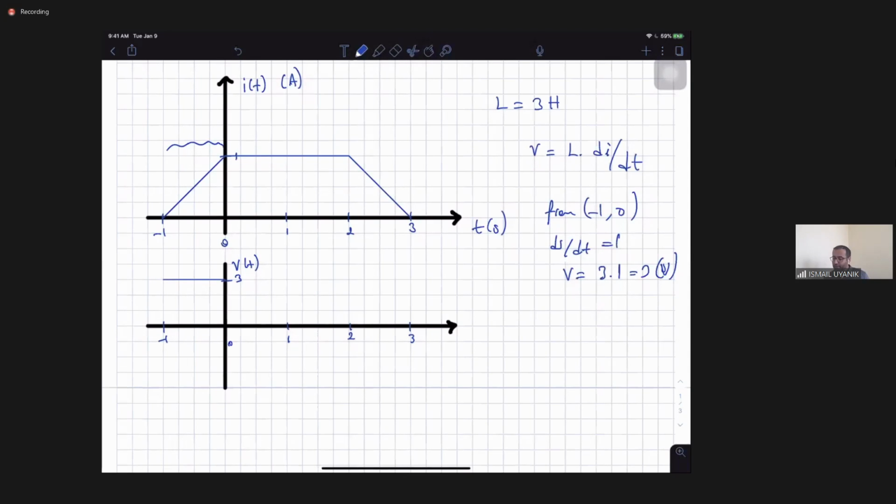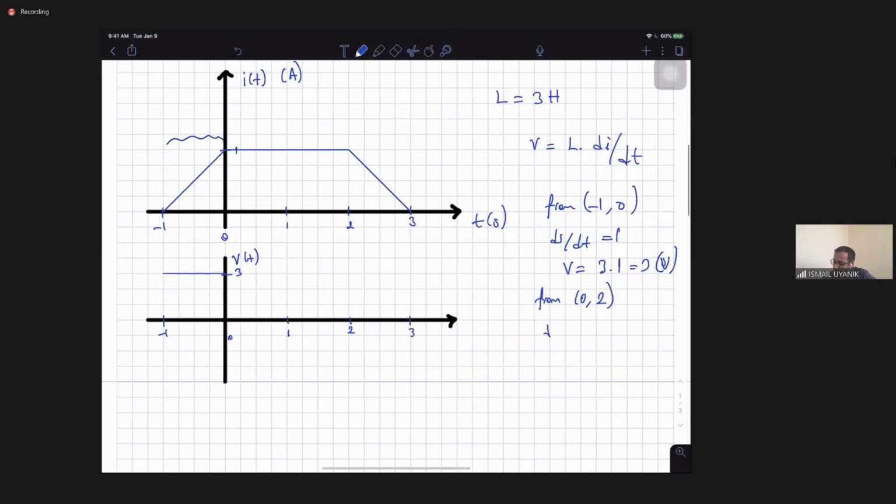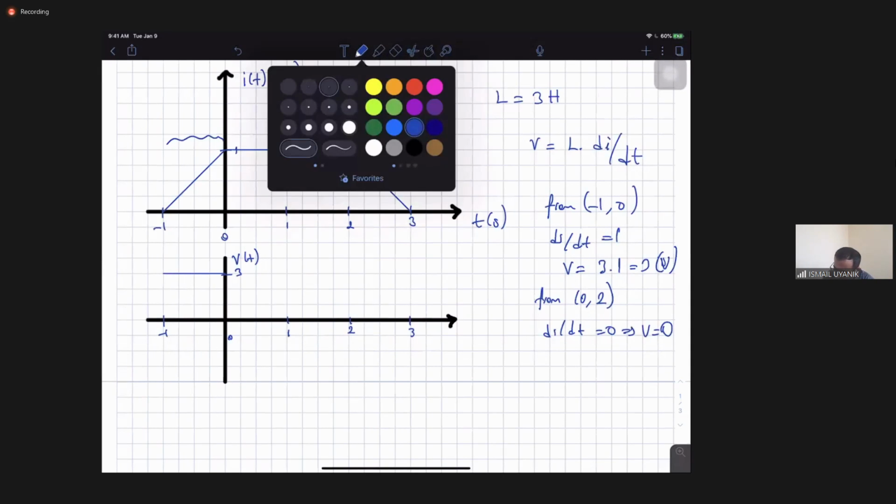Okay, Imran, what is going to happen next? From 0, we don't have a change in the current, so there is no voltage, I think. From 0 to 2 seconds. Perfect. So from 0 to 2 seconds, Imran is saying di over dt will be 0, basically V will be 0, right? Because there is no change in the current. So let me do this so we can see the graph.